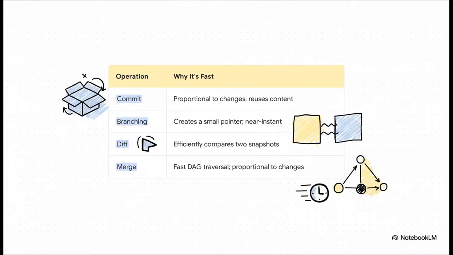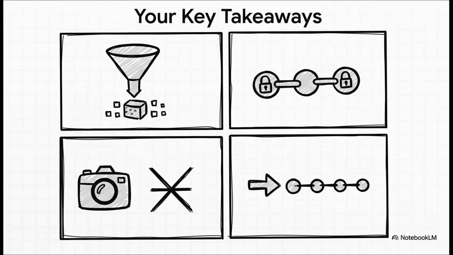Think about it. Making a commit is fast because Git only has to write new objects for what changed. It reuses everything else. Branching is literally instantaneous because all you're doing is creating a tiny file with a hash in it. And even complex stuff like diffing and merging are super efficient because all Git has to do is walk this really well-structured graph. It's all connected.